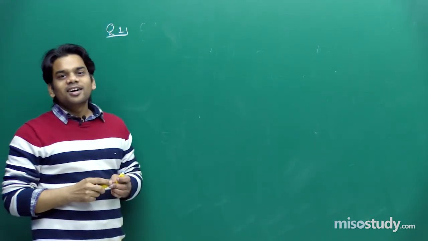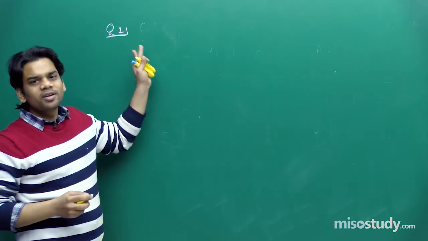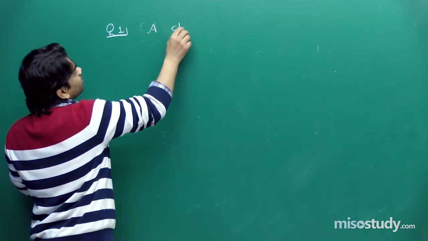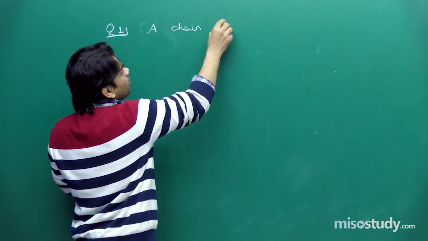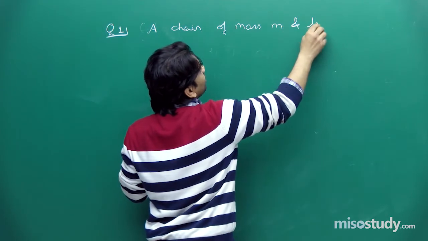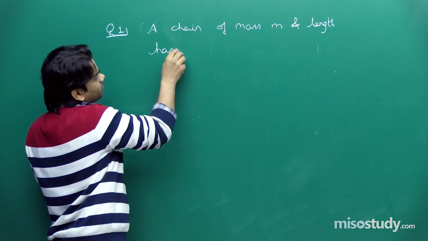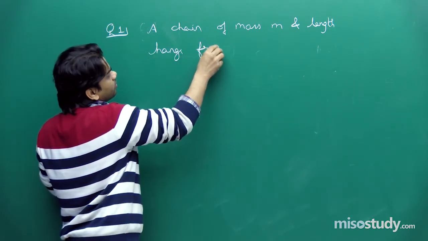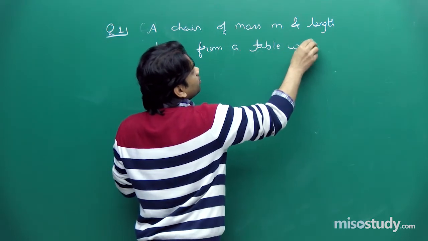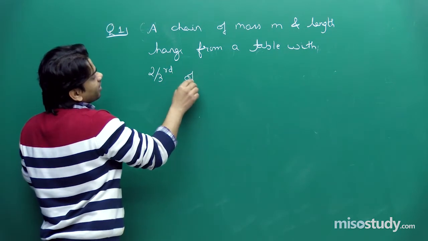it's given that a chain of mass m and length L is hanging from a table with 2/3 of its part on the table. It says that a chain of mass m and length L hangs from a table with 2/3 of its length on table.